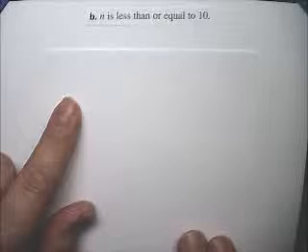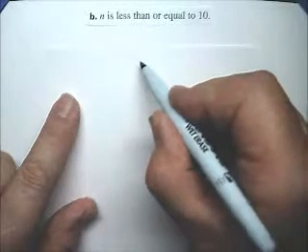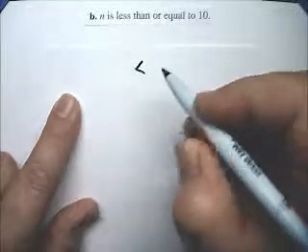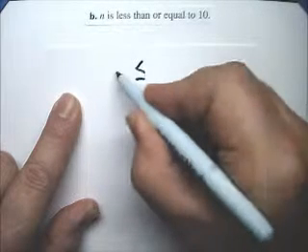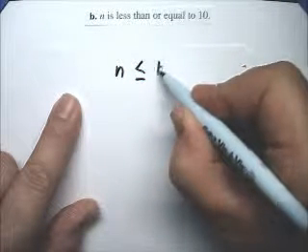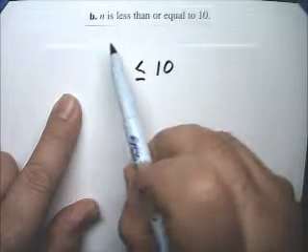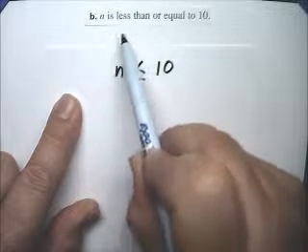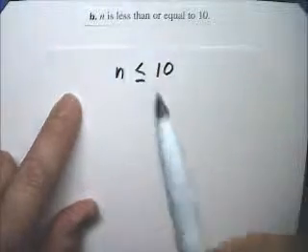Now, n is less than or equal to 10. So here's less than or equal to. It says n is the smaller number, the lesser number, so the small pointy side is toward the n.